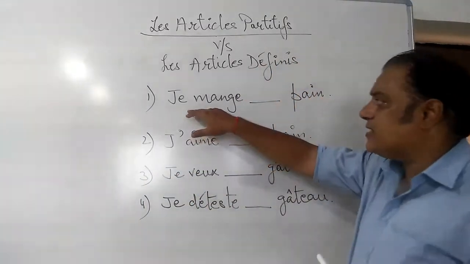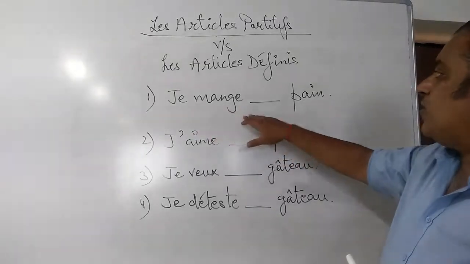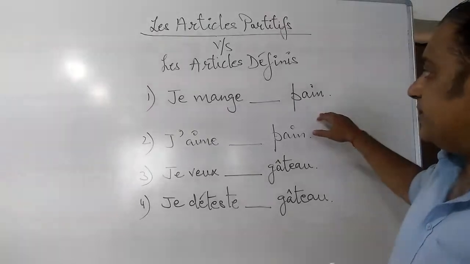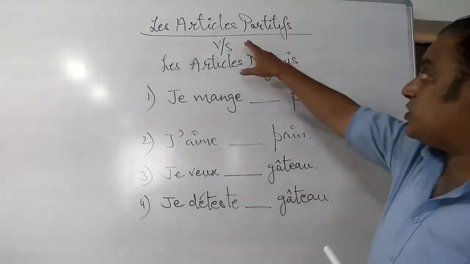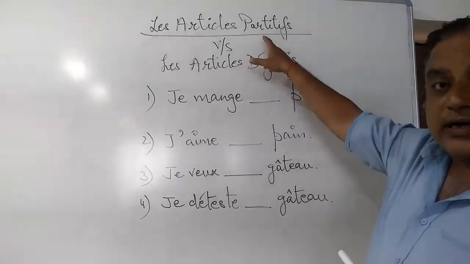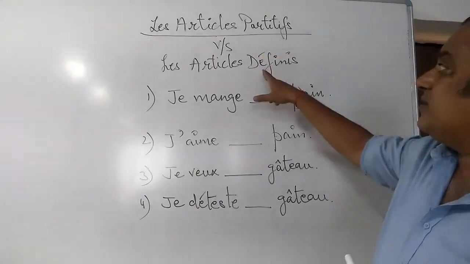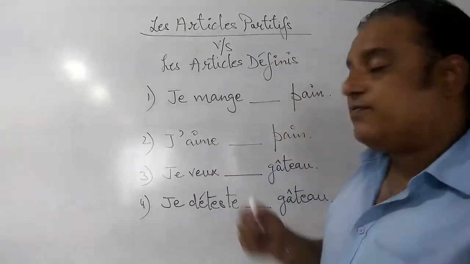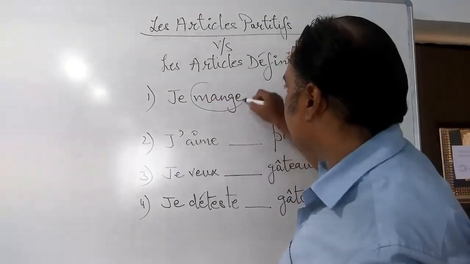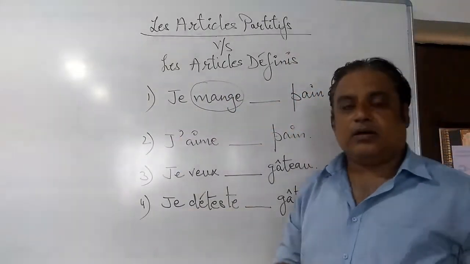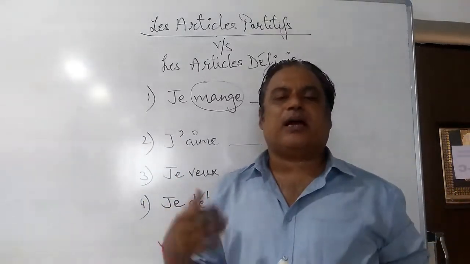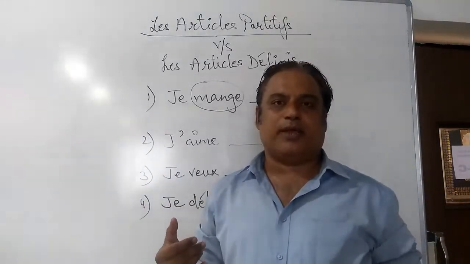Let's have a look at the sentence. The first sentence says, Je mange dash pain. I eat dash bread. Now, the question is, choose the article, whether the partitive or the definite article. When such a question is there, always first have a look at your verb. Now again, this concept, I don't know if it exists or not, but I devised this concept on my own.